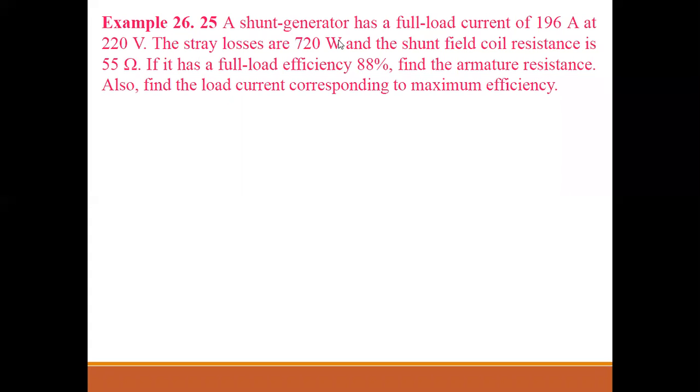A shunt generator has a full load current of 196 ampere. So you can write down as given, the full load current is 196 ampere at 220 volt. So voltage is also given. Again, the stray losses are 720 watt. So stray losses are given, that is 720, and the shunt field coil resistance is 55 ohm. That shunt field coil resistance means what? RSH. It is nothing but 55 ohm. It has a full load efficiency of 88%, that efficiency has been given, that is eta equal to 88%.